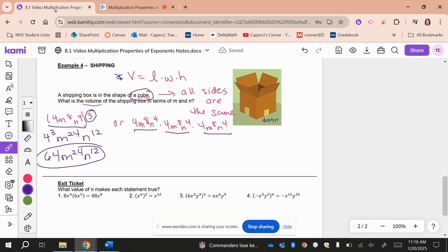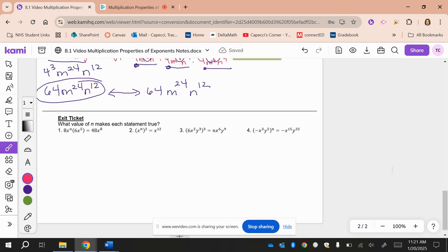Now, if I did it the longer way, I would just multiply this 4. 4 times 4 times 4 gives me 64. And then I have 8 plus 8 plus 8 gives me m to the 24th. Same thing with the n's. Because I'm multiplying, I'm going to add them. 4 plus 4 gives me 8 plus another 4 gives me 12. So you can see the answers are the same.